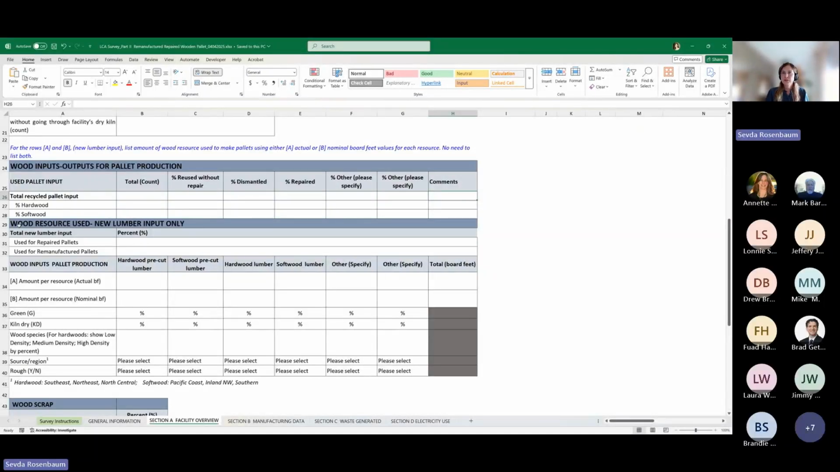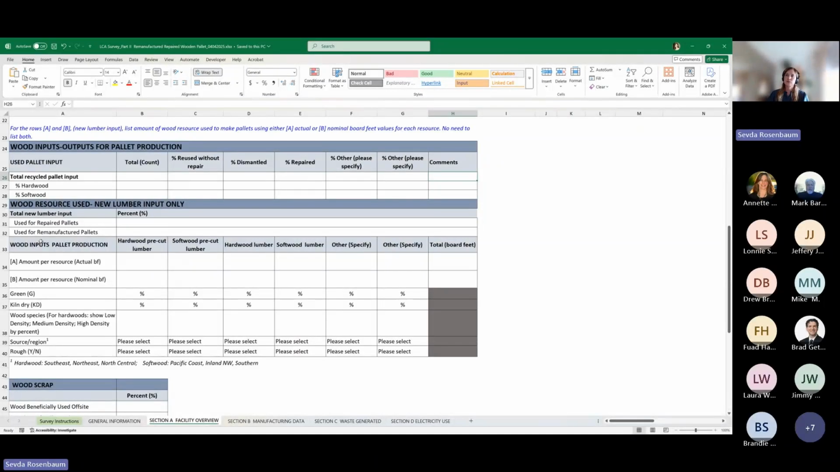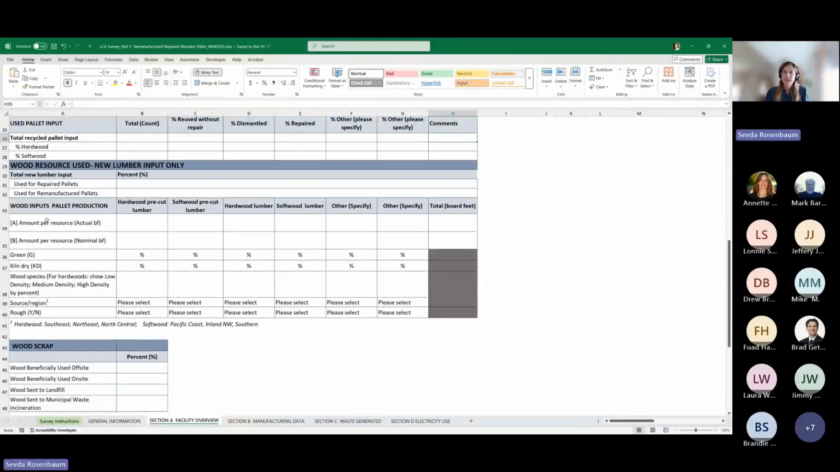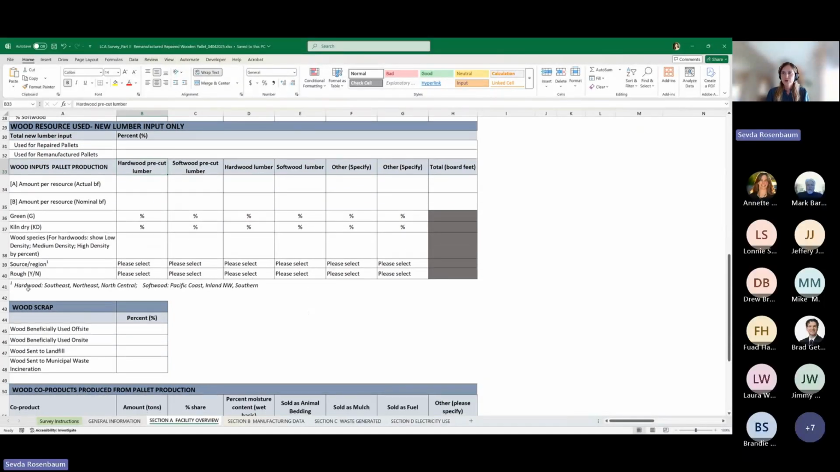The second section of this is asking information on the new lumber input, and basically the same table that we went through in the other survey, asking if you're bringing pre-cut lumber, hardwood or softwood, and what region it's coming from, and other information specific to the wood. And we have different regions for hardwood and softwood, and these are in line with the data that the Forest Service publishes. They publish regional data for the lumber. That's what we're going to link this data to. That's why we're asking you to specify what region the wood is coming from.